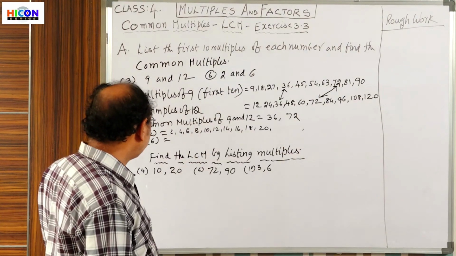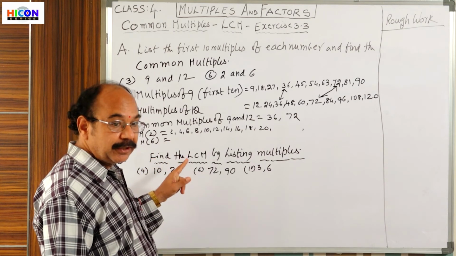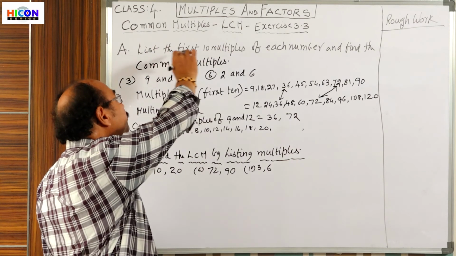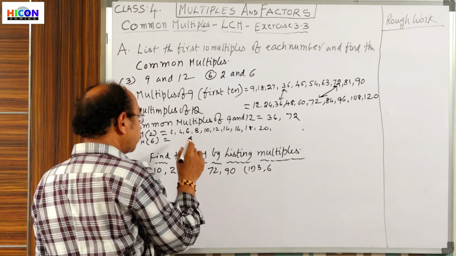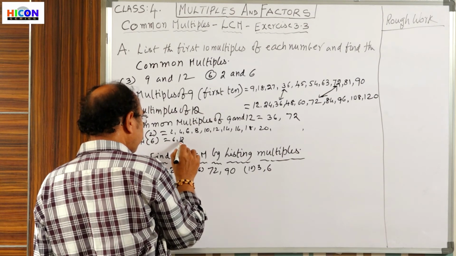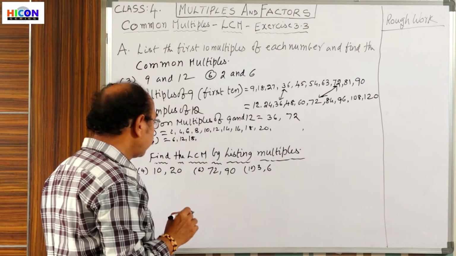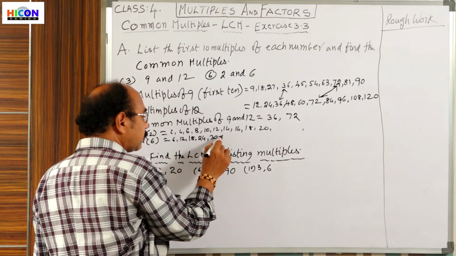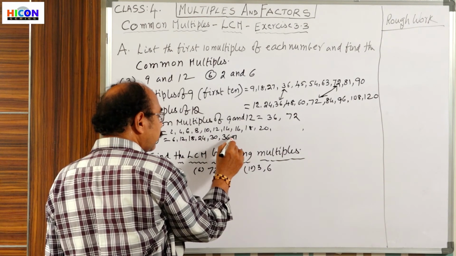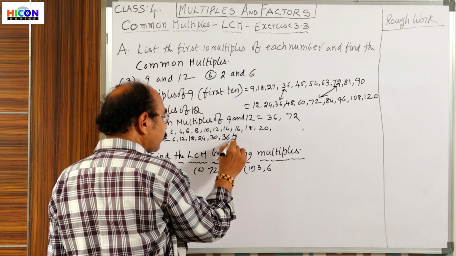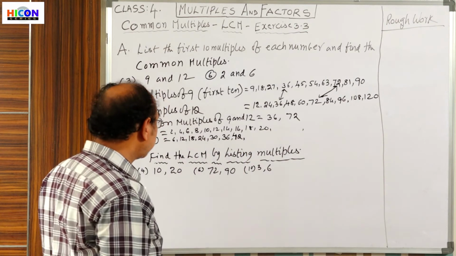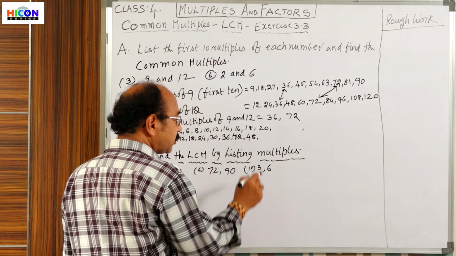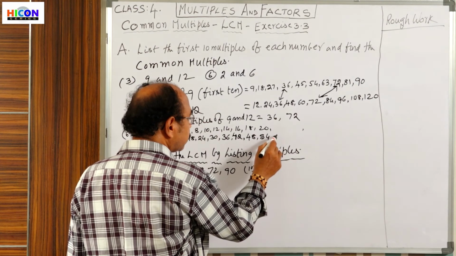Okay. So multiples of 2 are over, now multiples of 6. Read the 6 table and write only the first 10, because he particularly mentioned to list the first 10 multiples. 6 ones are 6, 6 twos are 12, 6 threes are 18, 6 fours are 24, 30, 36, 42. 6 sevens are 42, 6 eights are 48, 6 nines are 54, 6 tens are 60.